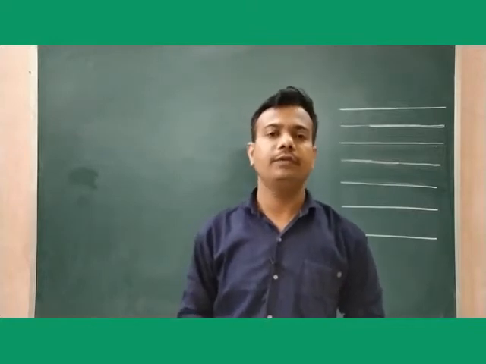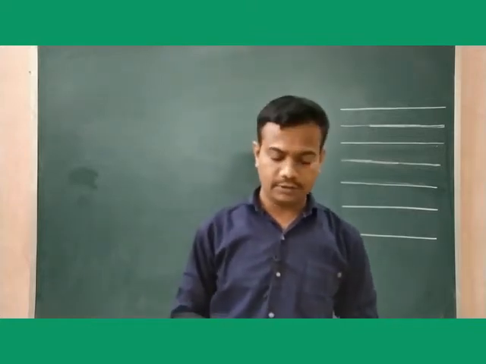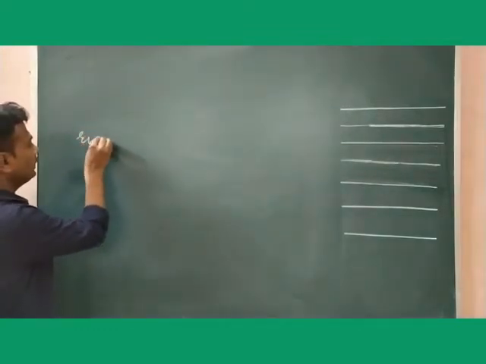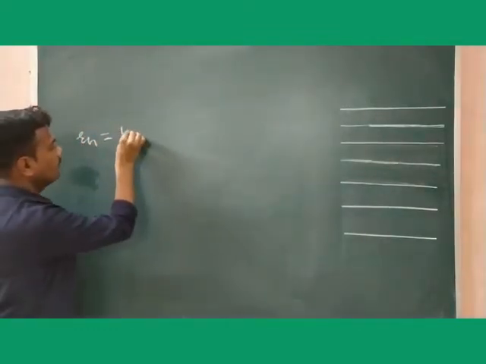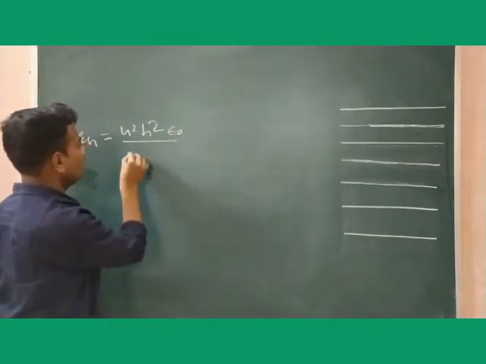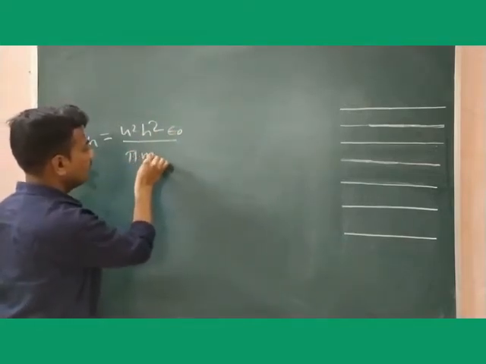Today we are going to calculate the energy of the hydrogen atom. In the last video we calculated the radius of the nth Bohr orbit. What is that? The radius of the nth Bohr orbit is equal to n square h square epsilon 0 divided by pi m e square.